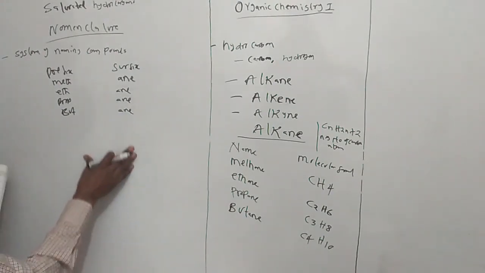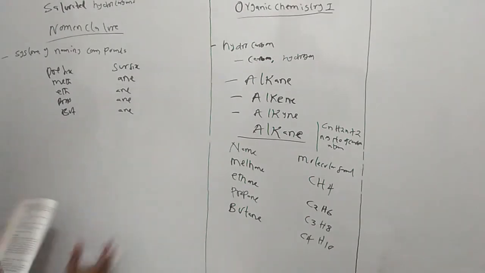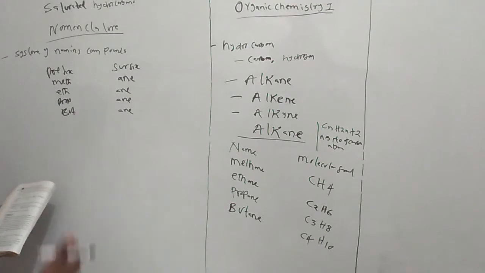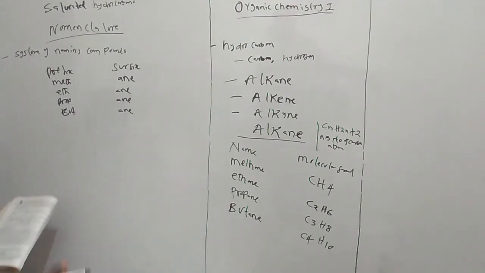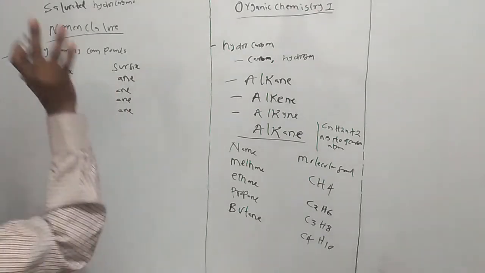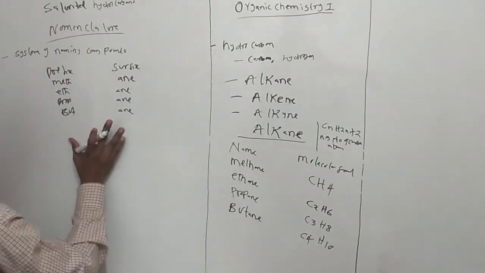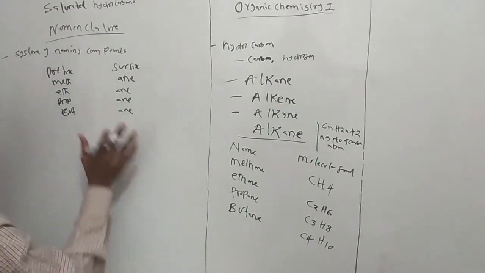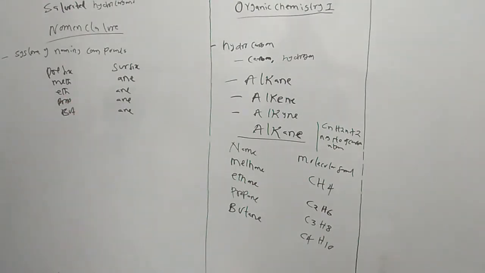From this structure, we can say they form a homologous series, because a homologous series is a group of compounds with similar chemical properties and chemical formula. These alkanes have a similar chemical formula and similar chemical properties. That's why we say they form a homologous series.